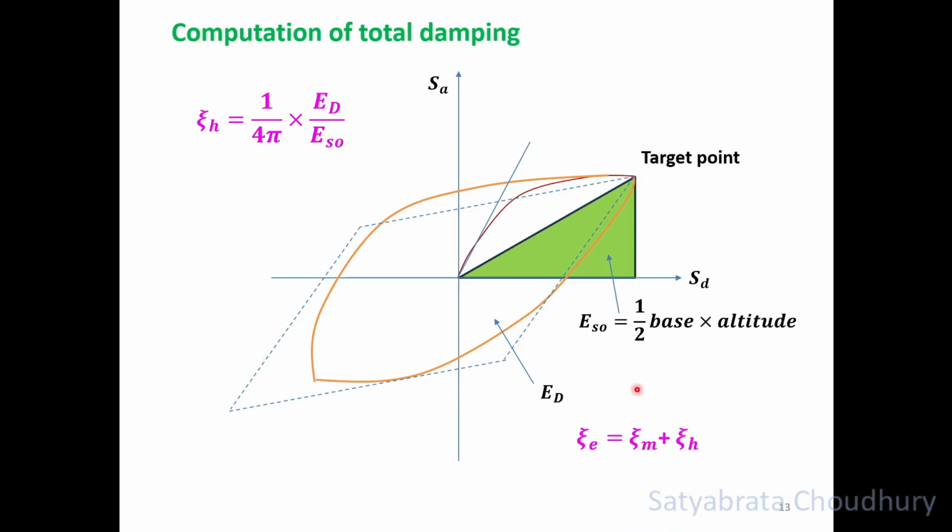And total damping, effective damping, is the material damping plus hysteretic damping. Hysteretic damping we will derive now through this process, and material damping is already known to us. For concrete it is 5%, and for steel structure it is 2%.